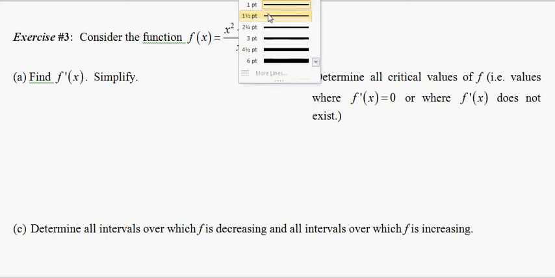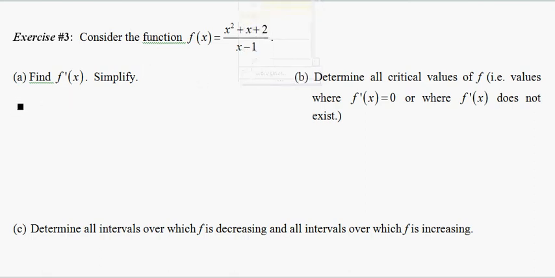Alright, let's give it a try. I'm going to make my pencil thickness a little bit bigger now. We're going to find the derivative here using the quotient rule. Classic quotient rule. Quotient rule says find the derivative of the top, that's going to be 2x plus 1, times the denominator, x minus 1.